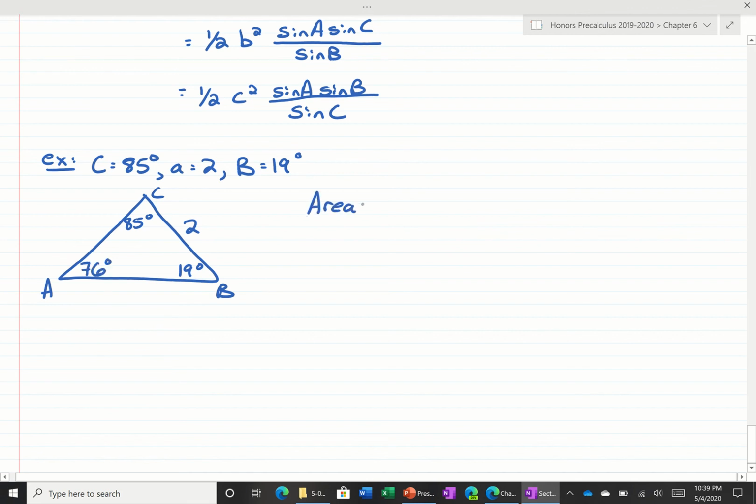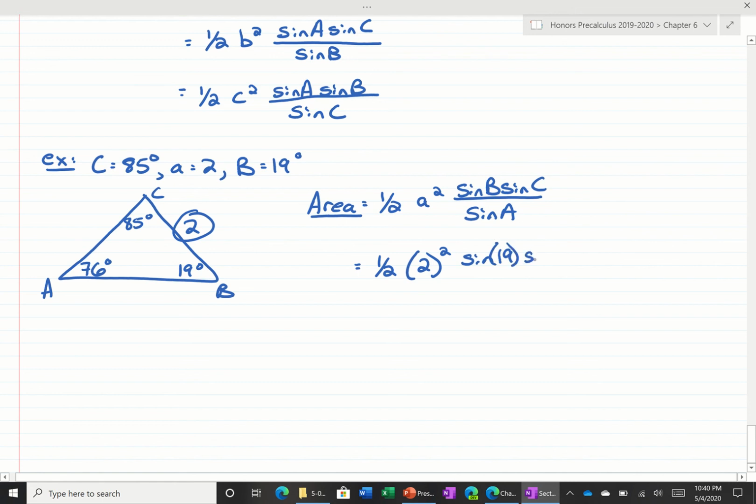So the formula, because the only side we know is side A, would be 1/2 a squared. We'll put the sine of A on the bottom. Sine B times the sine of C. And let's type this in, making sure we have all our numbers correct. Let's see what we come up with here.